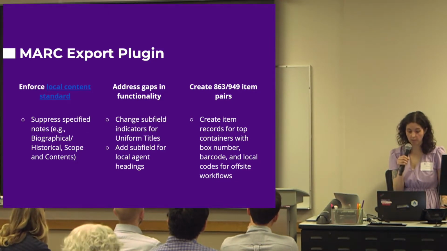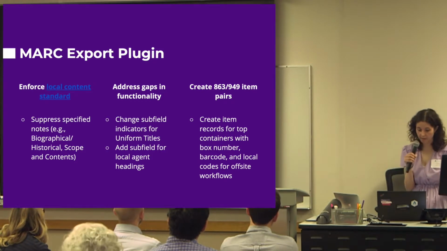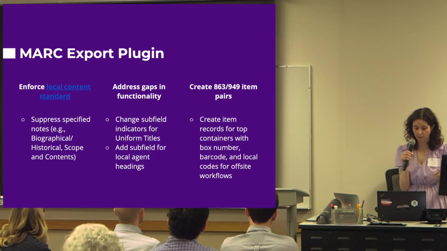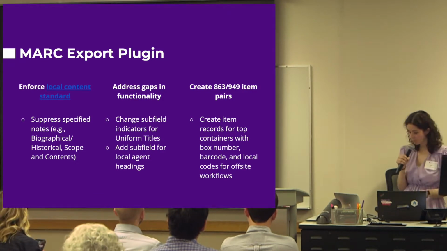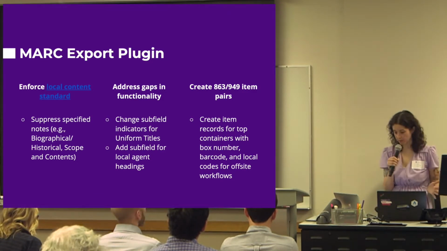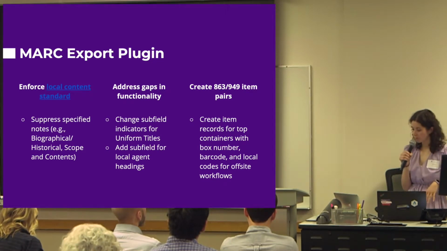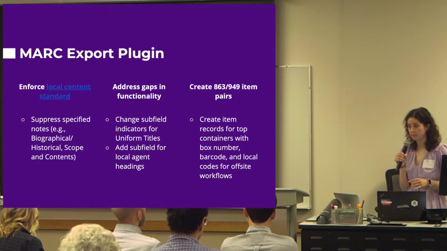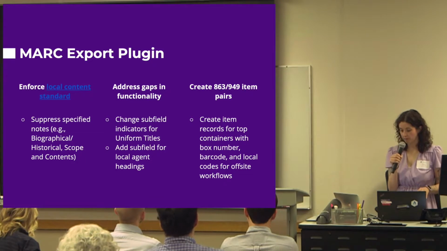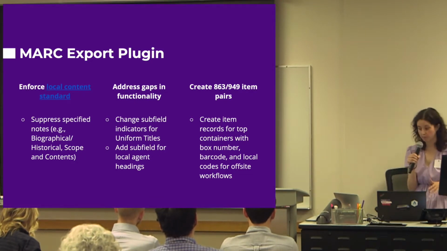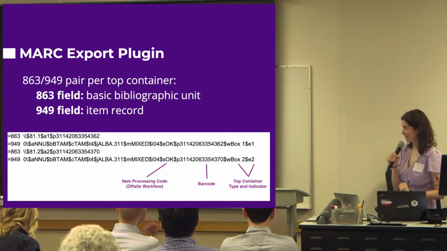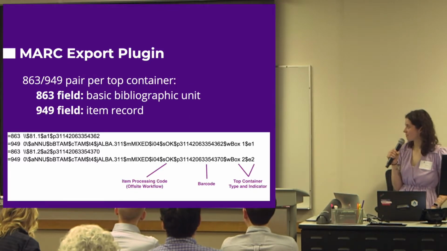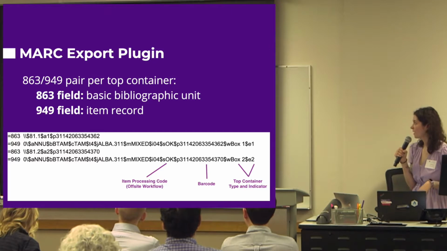It also addresses some gaps in the functionality, so subfield indicators or punctuation, dates, that kind of thing. But the most significant change that this plugin introduces is the creation of 863.949 field pairs for every top container that contains a barcode. That's more useful. So the 863 field acts as the basic bibliographic unit.